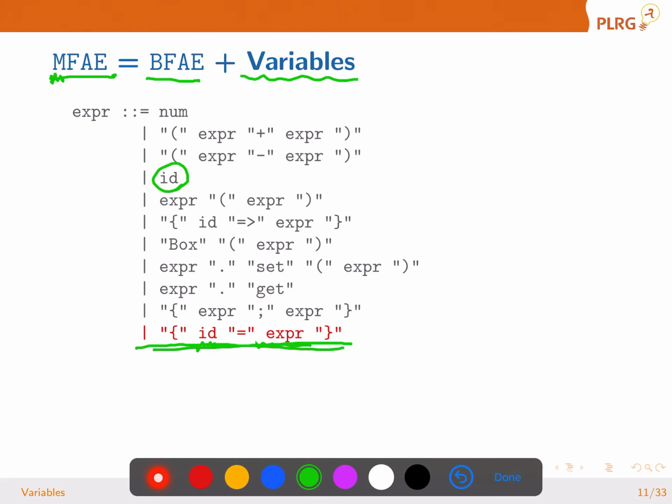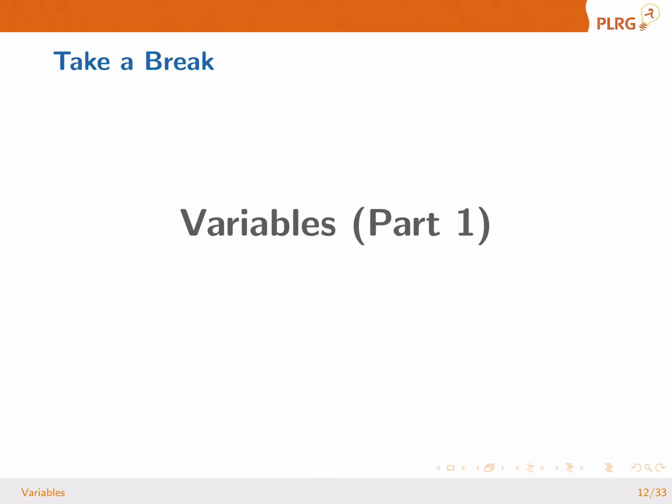Okay? It's different from this set expression. This set expression means that the value of this expression should be a box, meaning an address. But this one is what? It's an expression, but this one is a name. We can change the value of a name, of the identifier. This is the main technical meat of today's language MFAE, and we are going to talk about this semantics after the first break.